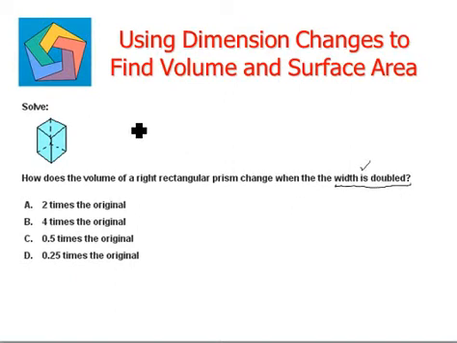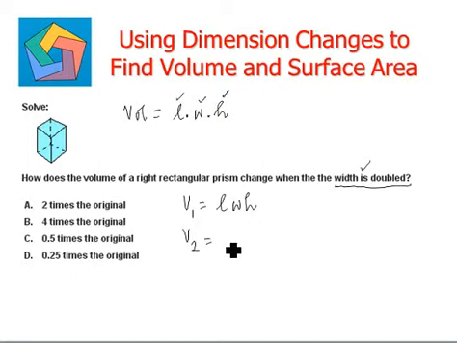Let's look at the formula for the volume of the prism. Volume of the rectangular prism is given by length times the width times the height. So here we see that the volume is proportional to the length, width and height. Now here it says how will the volume change when the width is doubled? So let's assume this as V1 as L, W and H. Now here it's saying if the width is doubled, say V2, we have to find out.